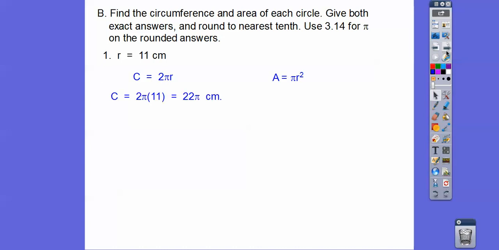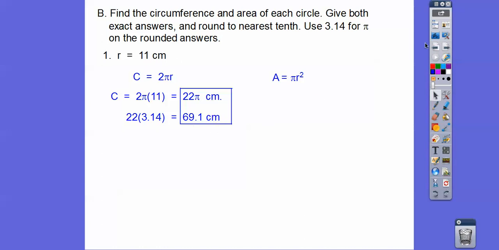So here's 2 pi r. 2 times 11 is 22. So 22 pi is one answer, and then we put 3.14 in there, and you get 22 times 3.14 is 69.1. Okay, and circumference is always in units. So this is centimeters, so it's 22 pi centimeters, it's 69.1 centimeters.